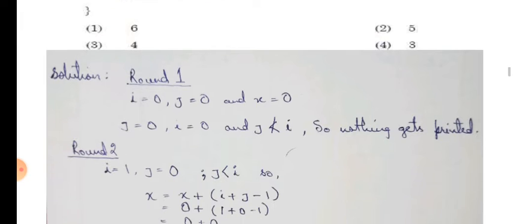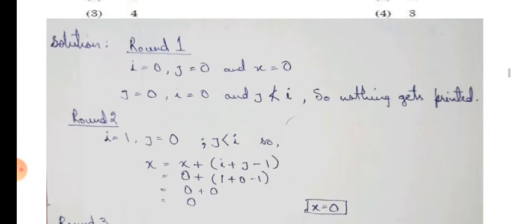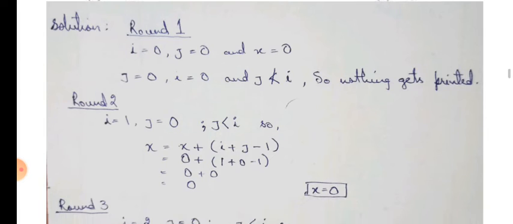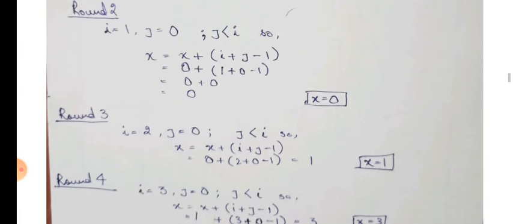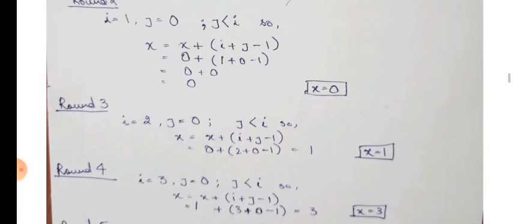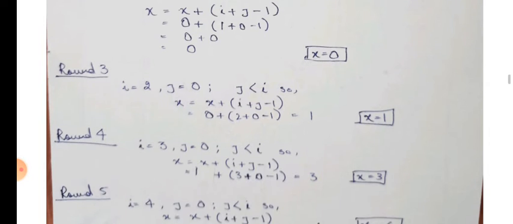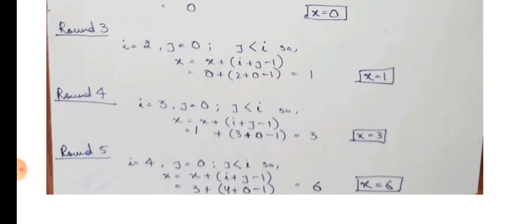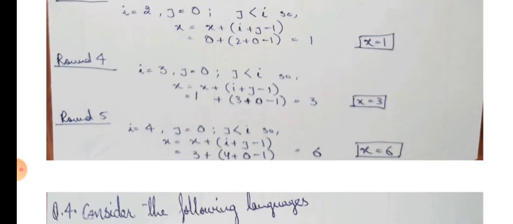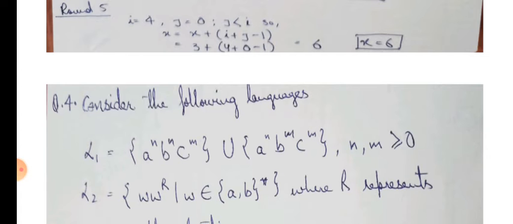In round 2, i is equal to 1, j is equal to 0. j is less than i, so x is calculated as 0. In round 3, i is equal to 2, j is again 0 and j is less than i, so x is equal to 1. In round 4, i is equal to 3, j is equal to 0, j is less than i, so x is calculated as 3. In round 5, i is equal to 4, j is equal to 0 and j is less than i, so x is calculated as 6. So 6 is the answer.